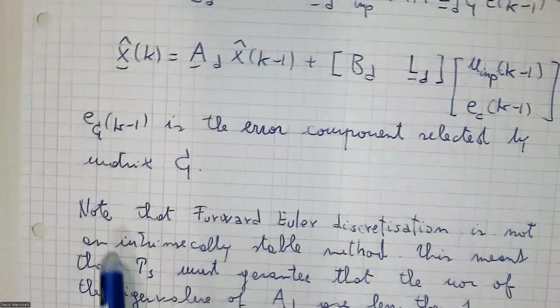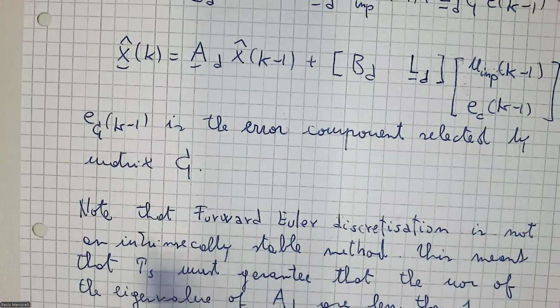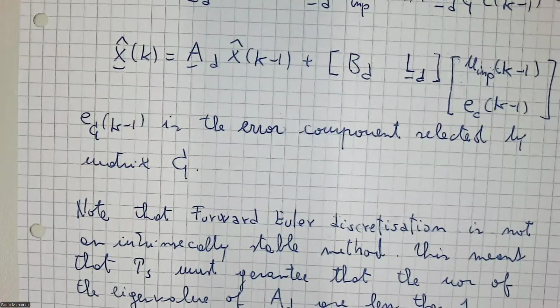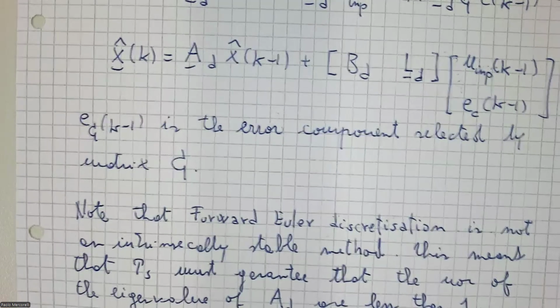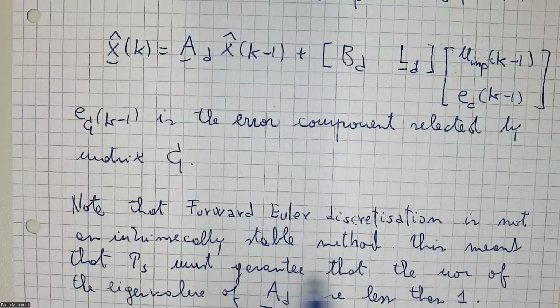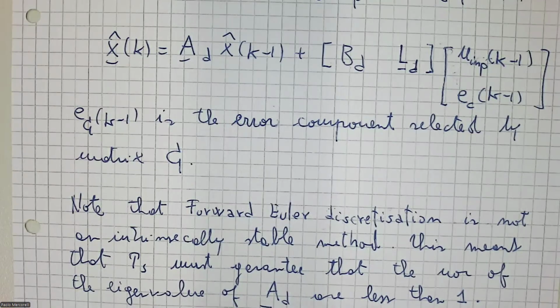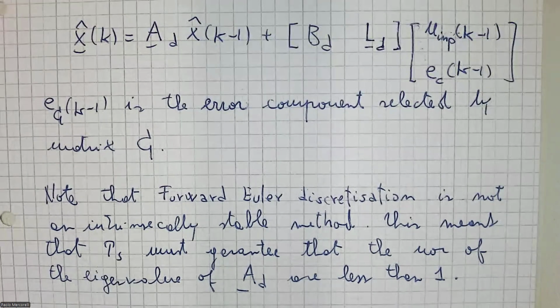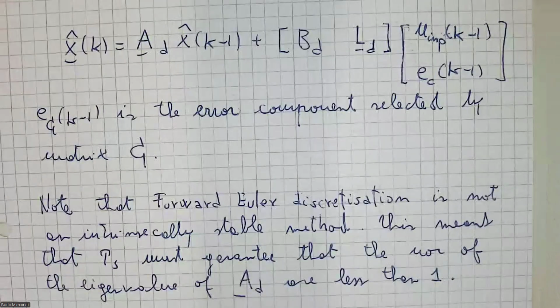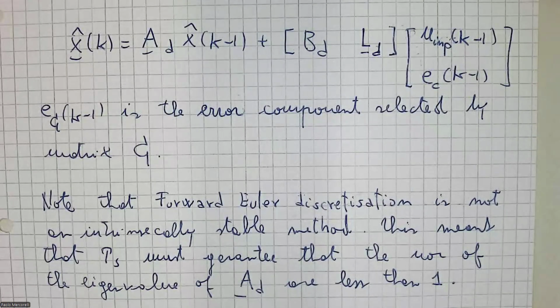Yeah, you remember. It's not an intrinsically stable method. No? Backward, yes, but forward, no. This depends on Ts. It must be considered, when I choose Ts, that the eigenvalues of AD minus the matrix LD should be inside the unit circle.